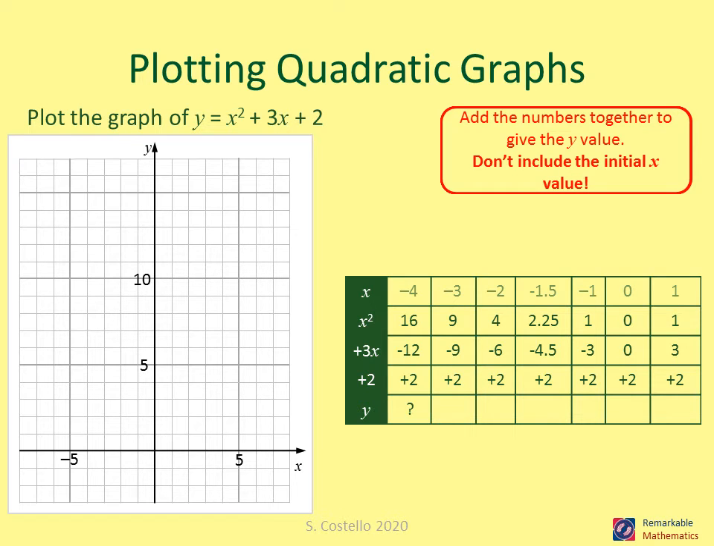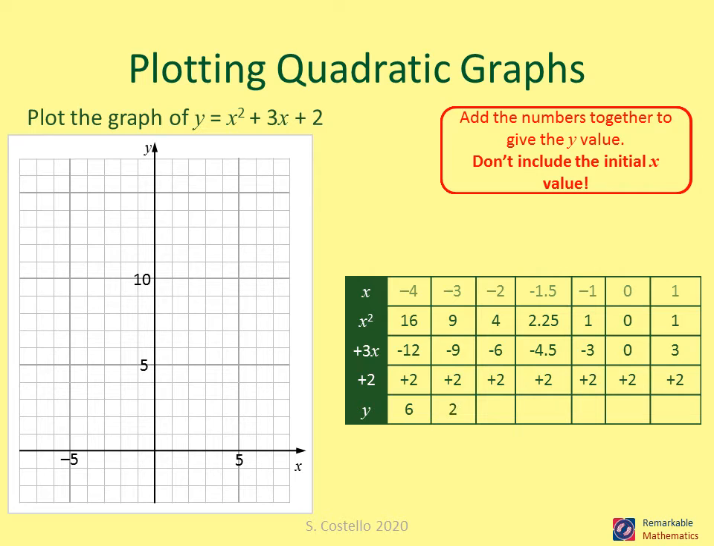Add together the numbers to give the y values. Don't include the initial x value. The top row was just our values for x. That is not part of the stuff we're adding together. So here it's just 16 - 12 + 2, which gives us 6.